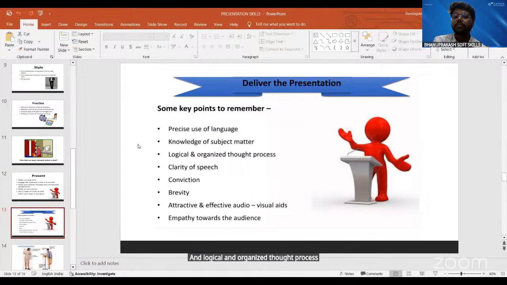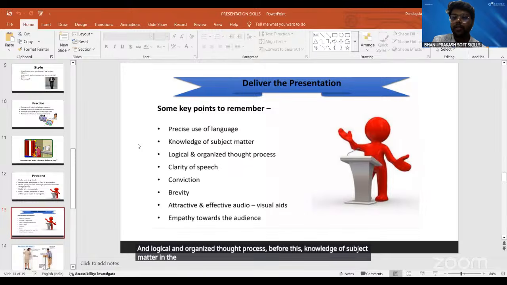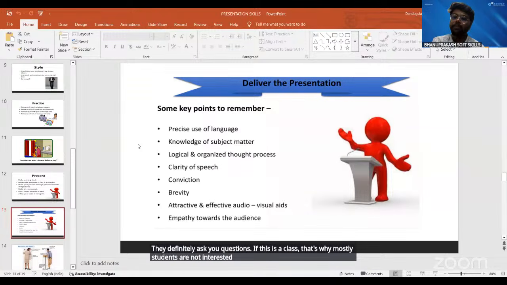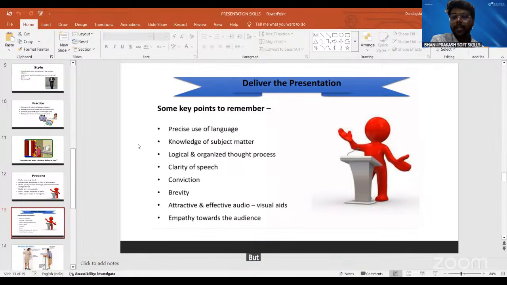Knowledge of the subject matter, in the sense that at the last, you will be asking, do you have any questions? And they definitely ask you questions. If this is a class, mostly students are not interested in asking, or if they are clear with everything, we may also not ask. That case is different. But particularly in companies or somewhere like that, we definitely face candidates who will ask us questions.